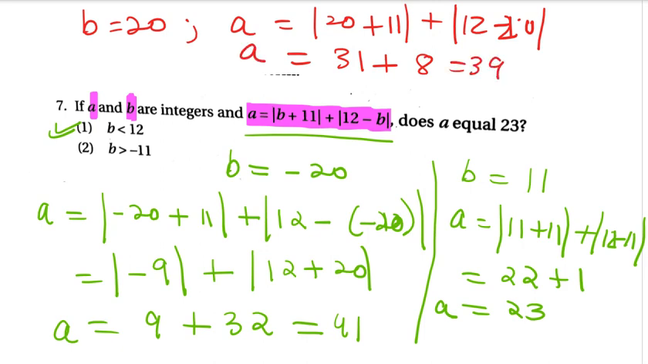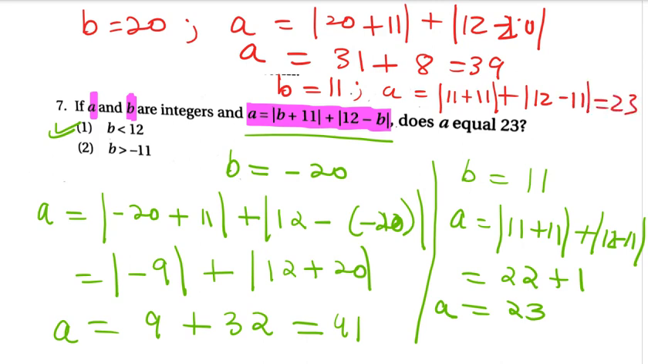That is A. Now what if I take B as 11, that is greater than minus 11. So what do I get? Then I get A as 11 plus 11, same thing, plus 12 minus 11. So that is 23. So is the condition 2 sufficient? No, even condition 2 is not sufficient.